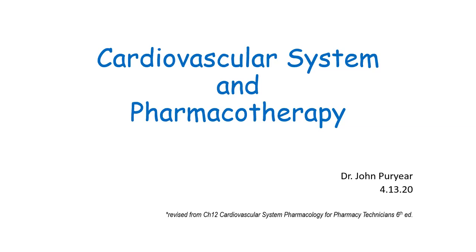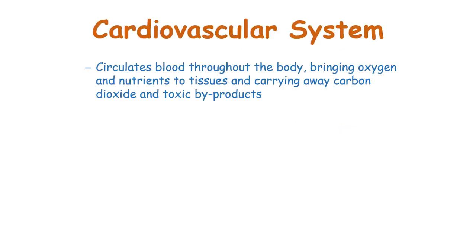So it's the cardiovascular system. Here's the pharmacotherapy. We start out with the cardiovascular system that circulates blood throughout your body. It brings oxygen and nutrients to tissues. It also carries away carbon dioxide and toxic byproducts. Carbon dioxide is poisonous to our body. Our cells need oxygen to thrive and survive. But when you use the oxygen, the byproduct, carbon dioxide, has to be removed from the system. So the circulatory system is how we distribute oxygen and remove carbon dioxide from the body.